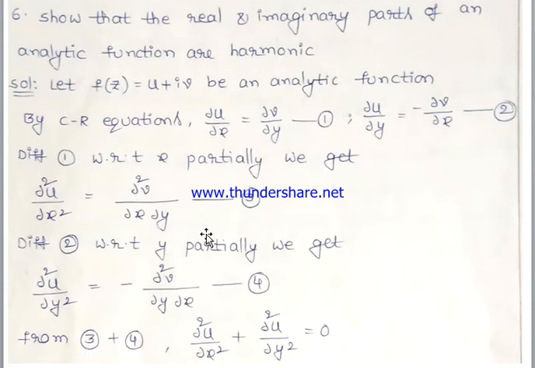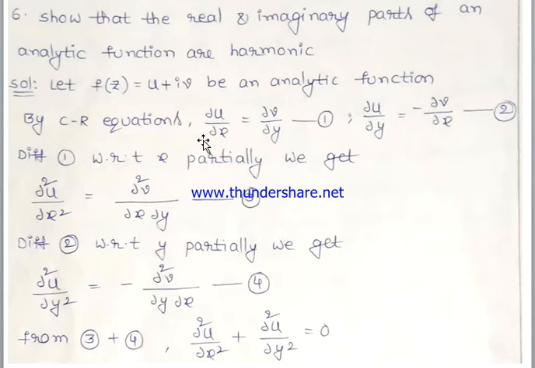Next, going to a small proof on harmonic functions. Show that the real and imaginary parts of an analytic function are harmonic. The real and imaginary parts of an analytic function mean u and v. We have to check that u and v satisfy the harmonic condition, using f of z equal to u plus iv. So first you write: let f of z equal to u plus iv be an analytic function.